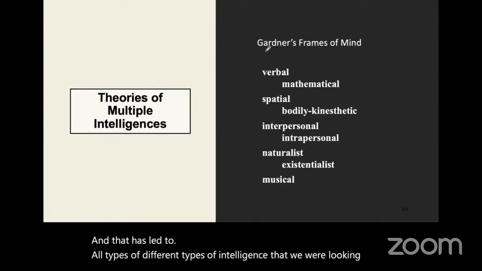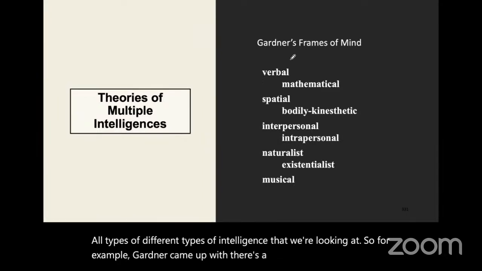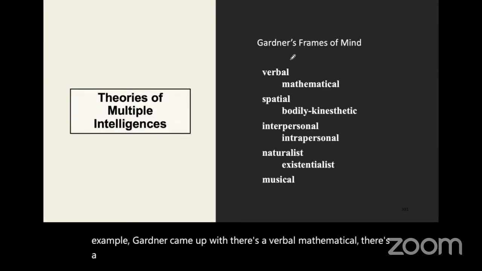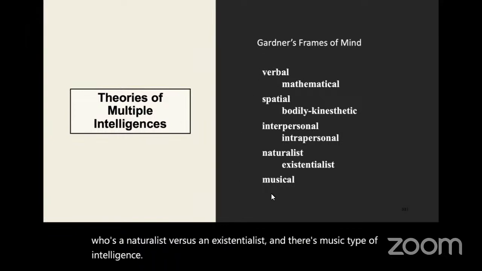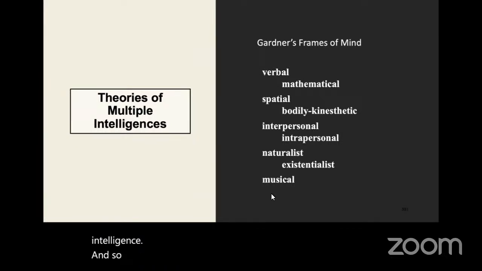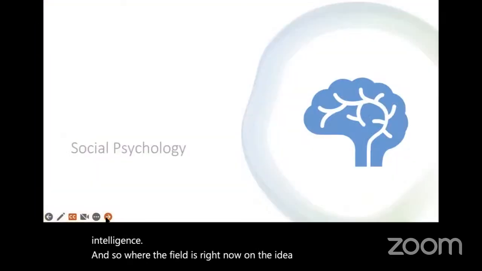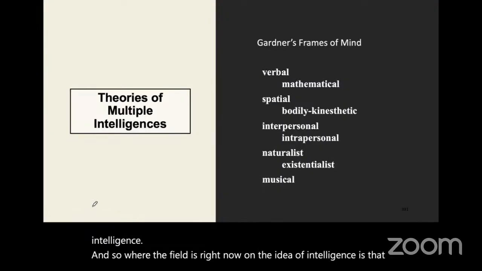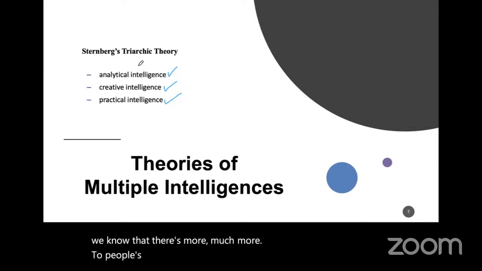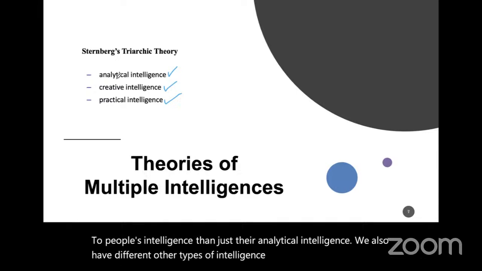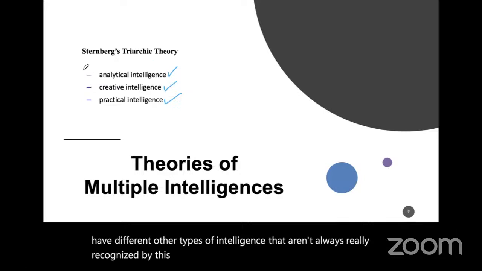So for example, Gardner came up with, there's a verbal, mathematical, there's a spatial, there's someone who's a naturalist versus an existentialist, and there's a musical type of intelligence. And so where the field is right now on the idea of intelligence is that we know that there's much more to people's intelligence than just their analytical intelligence. We also have other types of intelligence that aren't always really recognized by the standard testing procedures that we use with intelligence.